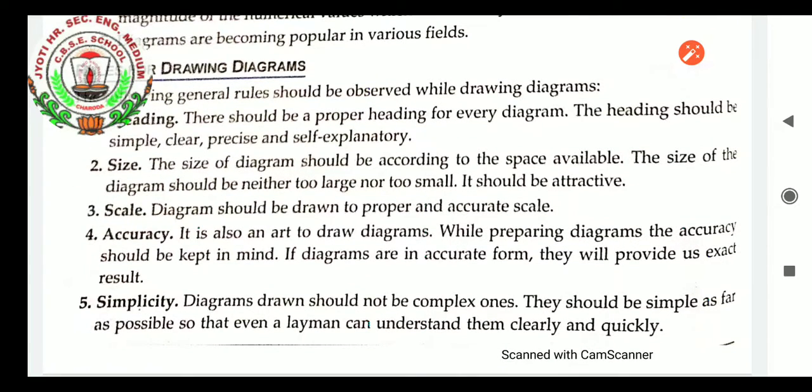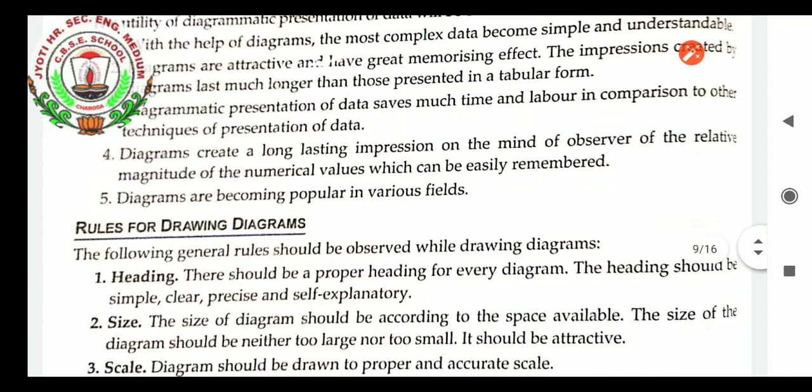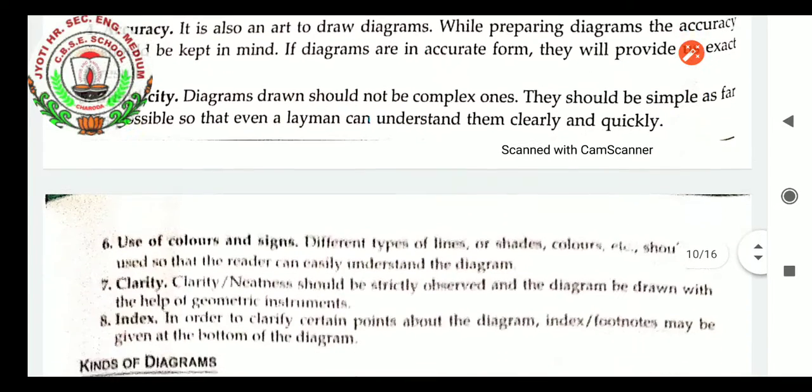Scale. A diagram should be drawn to a proper and accurate scale. Accuracy. It is also an art to draw diagrams. While preparing a diagram, accuracy should be kept in mind. If diagrams are in accurate form, they will provide us exact results. Simplicity. A diagram should not be complex. It should be simple as far as possible. So these are the rules for drawing diagrams. It must have a heading, size must be appropriate, scale must be there, accuracy must be there, simplicity must be there.